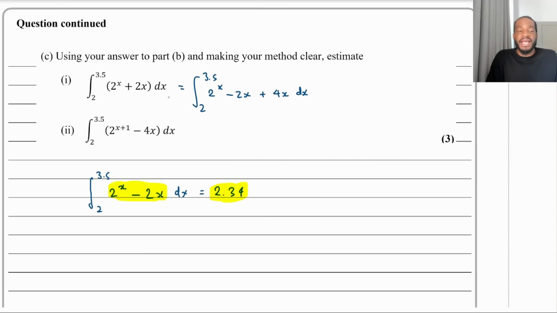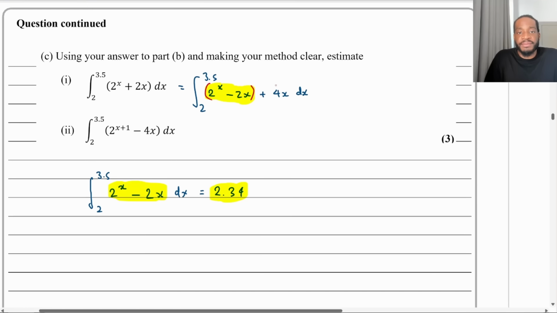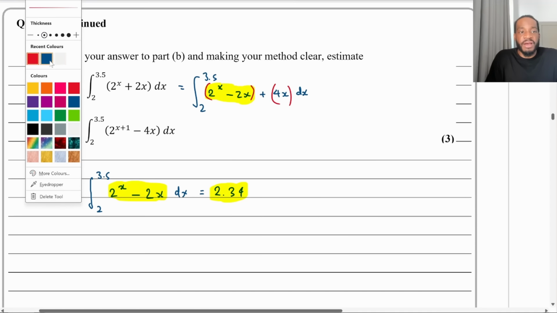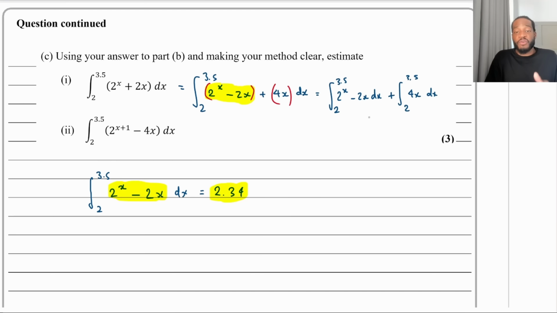Now, why am I writing it like that? Because I've now got this expression here. And now remember, when you're doing integration, you can integrate term by term. So there's nothing to say I can't group this integral like this, like that, like that. And so therefore it becomes the integral between 2 and 3.5 of 2 to the x minus 2x dx plus the integral between 2 and 3.5 of 4x dx, okay? So that's what we've got to do here. Now this right here, we know this is 2.34. So I've just got to work out what this is here.